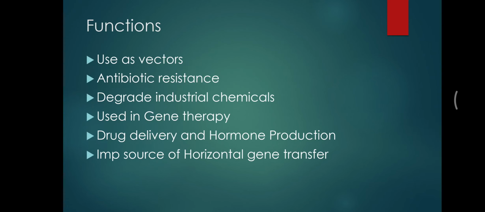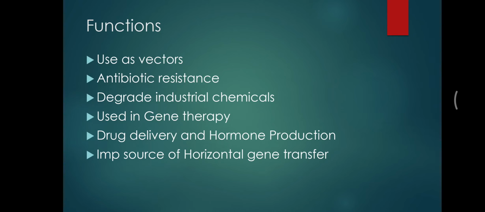So these are the types of the plasmids, and the last is the functions. So we have seen the functions in earlier slides already. So let's see in brief again. They can be used as vectors. They have the ability to carry antibiotic resistance genes inside it. They can degrade industrial chemicals or industrial waste byproducts. They can be used in gene therapy because they can be easily manipulated. That's why they can be used in gene therapy, genetic engineering.